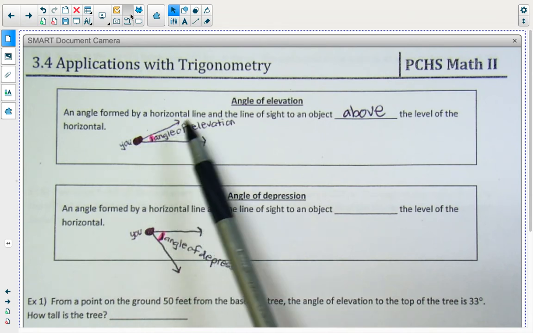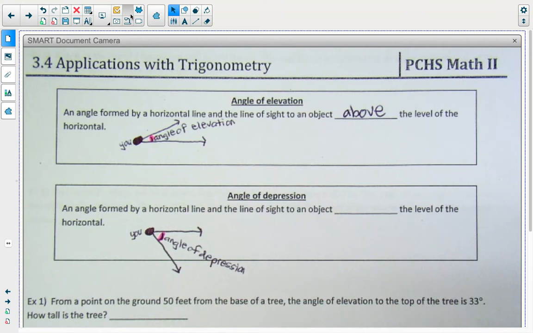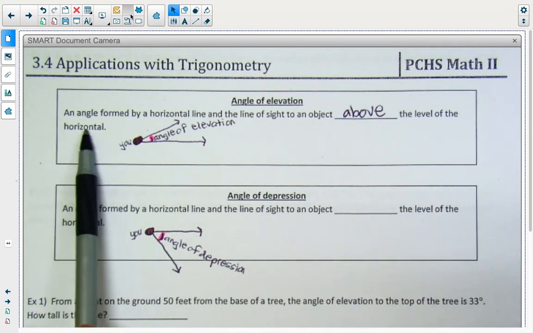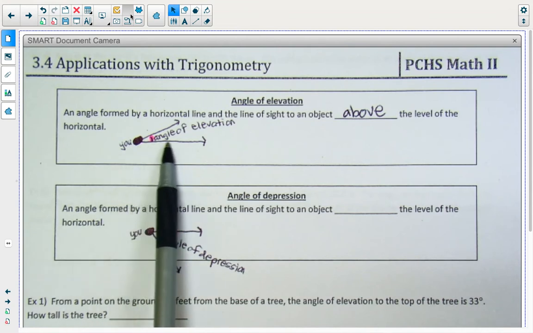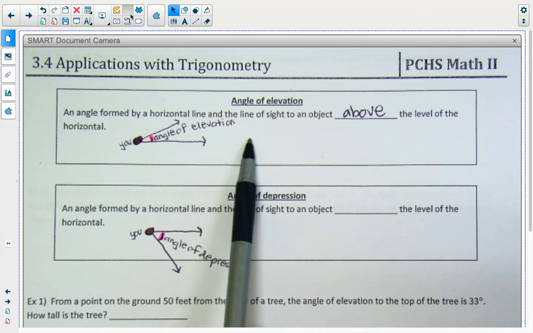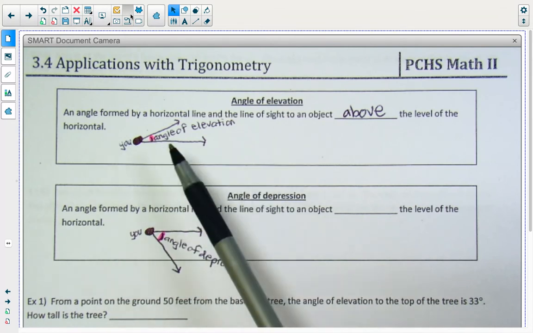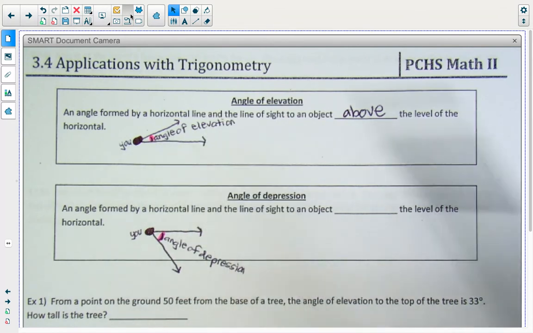So if this is you and you're looking up, that is an angle of elevation. Hopefully that makes sense. If you elevate something, it's going up. So an angle of elevation is going up. The horizontal that they mentioned in this picture is just this horizontal line. This is your normal line of sight if you're just looking straight, looking horizontal. But when you look up, that's called the angle of elevation.